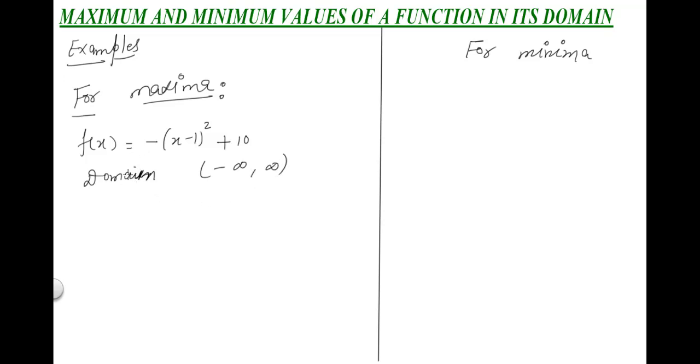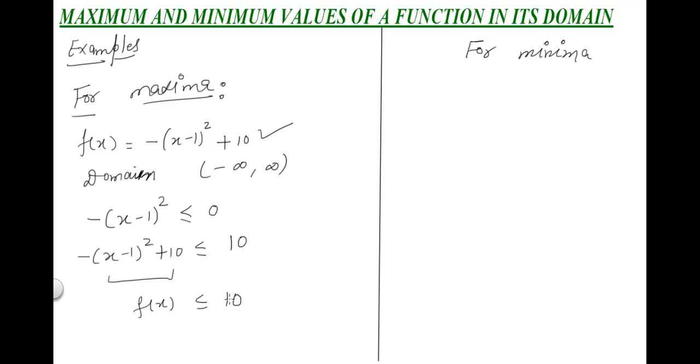Now talking about the maximum value of the function, just see carefully, minus of (x minus 1) whole square. The square value is always going to be positive, but the negative sign in front of it is making it negative, which is less than or equal to 0. Clear? Now to make this function, I have to add 10 on both the sides. So adding 10 on both the sides, on this side we get our function and on this side we get 10. This complete is f of x. So it is coming less than or equal to 10. That means either it will be 10 or less than 10. So the maximum value that this function can reach up to is 10.